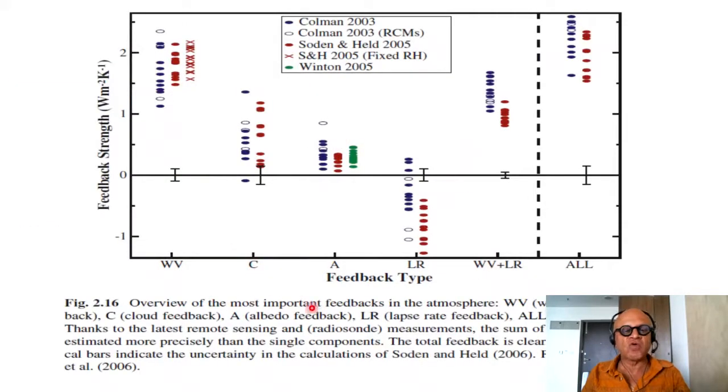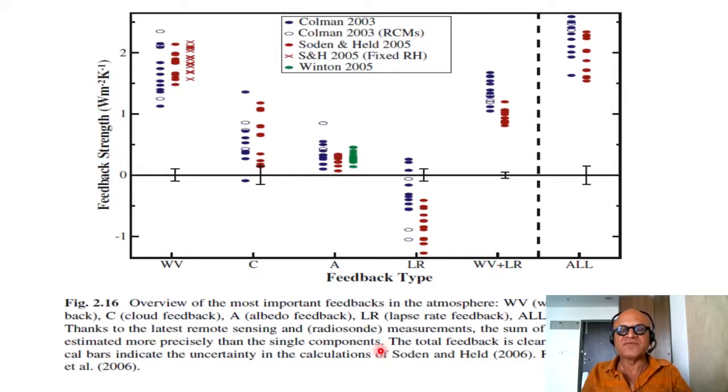But here you look at the overview of most of the important feedbacks in the atmosphere: water vapor, cloud feedback, albedo feedback, which I didn't mention before, lapse rate feedback, and all together. Thanks to the latest remote sensing and radiosonde measurements, which are the vertical profilers, the sum of water vapor plus lapse rate can be estimated more precisely than the single components because they are closely tied together. You end up combining them and getting a better estimate of the two together. Total feedback is clearly positive.